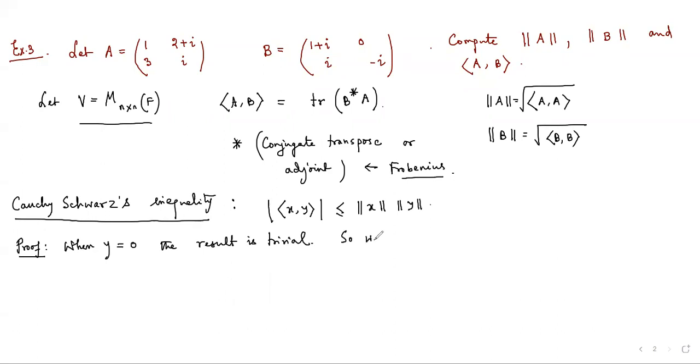So we shall consider any non-zero vector y. If y is the zero vector, we don't have to prove anything at all. But if y is a non-zero vector, then we have to proceed in the following manner. We consider a scalar c belonging to the field F. This is a general field. We are not considering only R or C. We are considering the scalar quantity c.